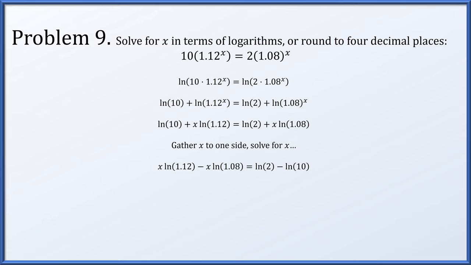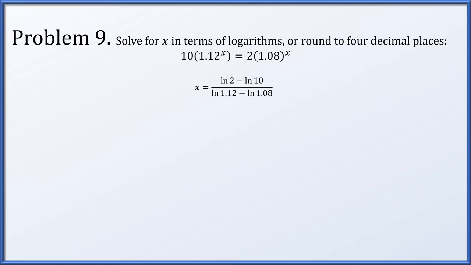So moving all our x terms to the left and all of our constant terms to the right, we have x times the log of 1.12 minus x times the log of 1.08 is equal to log 2 minus log 10. We can factor an x out on the left and divide by what remains. X is equal to log 2 minus log 10, all divided by log 1.12 minus log 1.08.